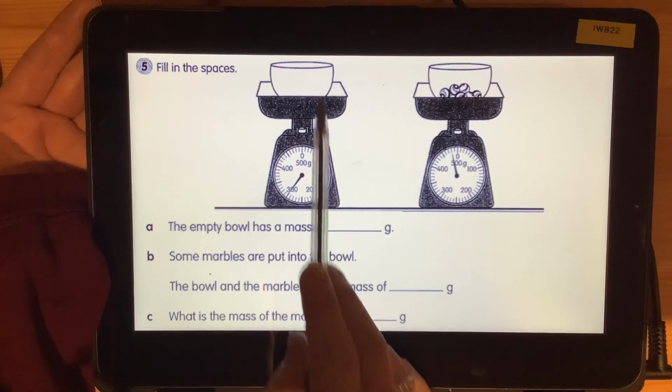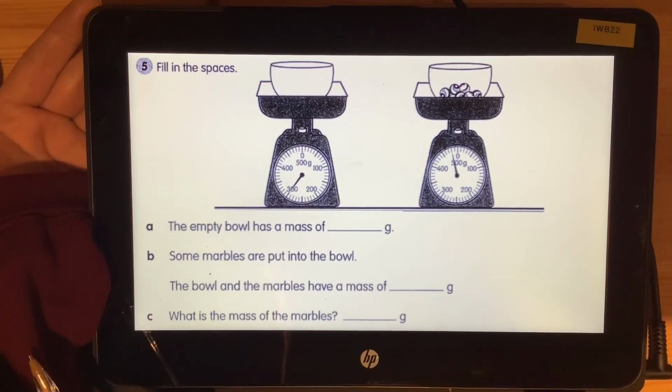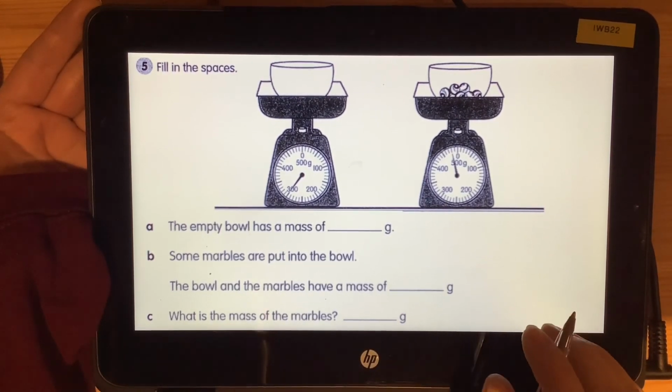If I now remove the 300 grams from 480, I'm left with 180. So the mass of the marbles is 180 grams. Very well done if you got that one right.